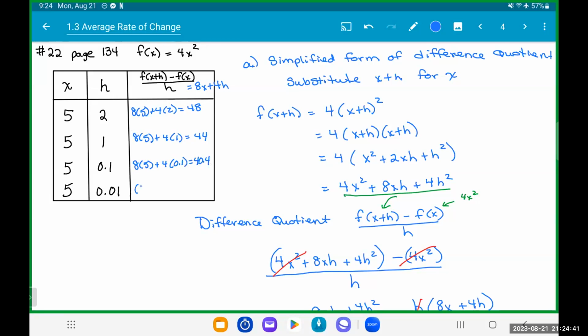And this one is 8 times 5 plus 4 times 0.01. And that is 40.04. So you can see the smaller we get for our h value, the closer and closer we get to the value of 40. Okay.